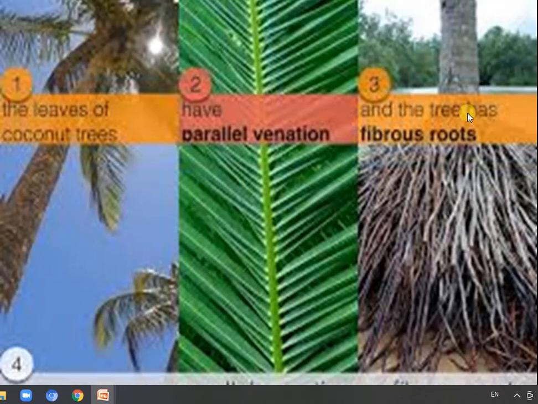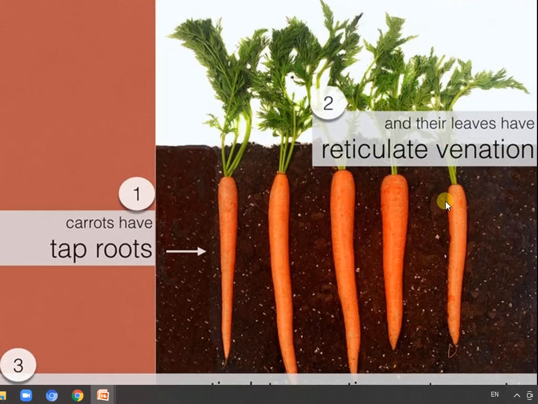What type of roots are there in plants having parallel venation in their leaves? The leaves of coconut trees have parallel venation and the tree has fibrous roots. What type of roots are there in plants having web-like venation in their leaves? Carrots have tap roots and their leaves have reticulate venation.